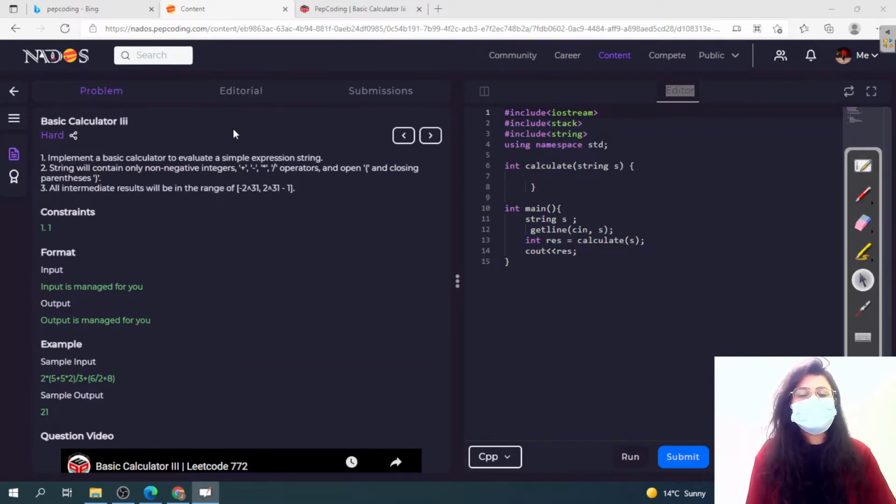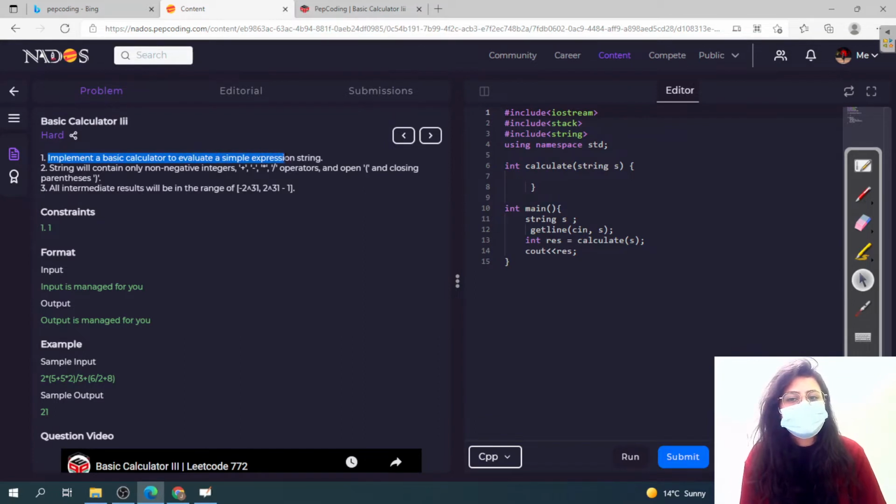In this video, we are going to solve a new question, which is Basic Calculator 3. What we have to do is implement a basic calculator to evaluate a simple expression string. The string will contain only non-negative integers, plus, minus, multiplication, divide operators, and open and closing parentheses. All intermediate results will be in the range from minus 2 raised to power 31 till 2 raised to power 31 minus 1.